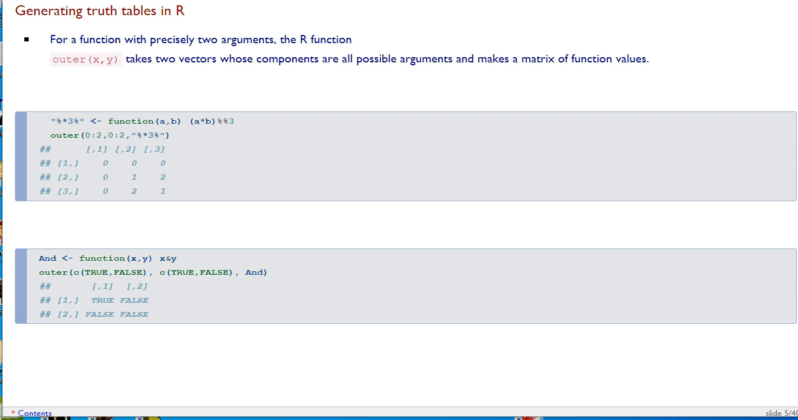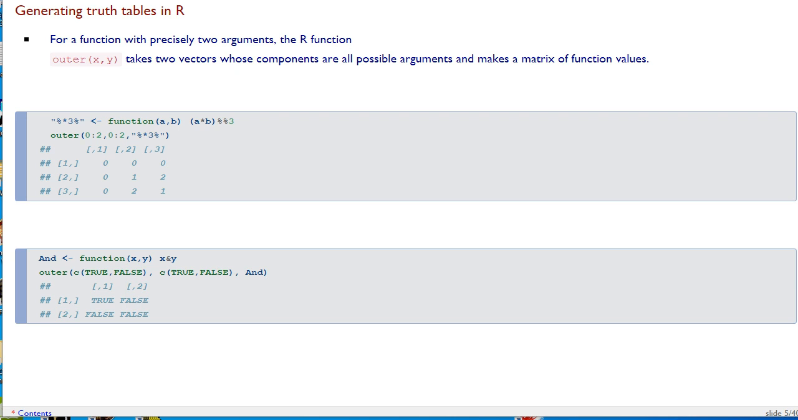It takes two vectors, and those vectors have components that are all possible arguments of the function, and it makes a matrix of function values. You're familiar with this operation from elementary school when you learn tables of addition facts and multiplication facts. So let's look at the multiplication facts in the finite field Z3. The rule is you take two numbers, A and B, which can be 0, 1, or 2. You multiply them together, divide by 3, and keep the remainder.